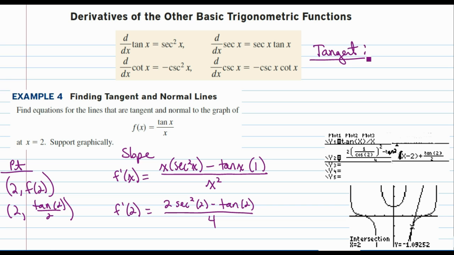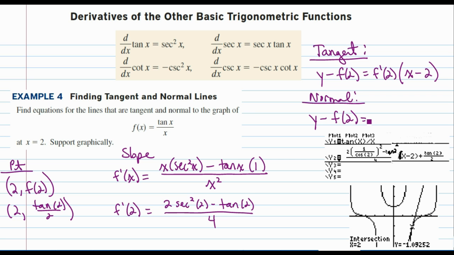My tangent line is going to be y minus f of 2, which I've already said over here is tangent of 2 over 2, equals my slope, so that's going to be f prime of 2, which I've already defined on this page, so I don't have to worry about that, times x minus, and then the x coordinate's easy, that's going to be 2. Now the normal line is going to be all the same, y minus f of 2 equals the slope of the normal line is going to be the reciprocal, so 1 over f prime of 2, and the opposite of it, so negative. And that's all I need.